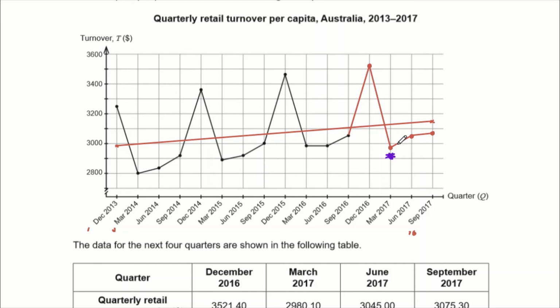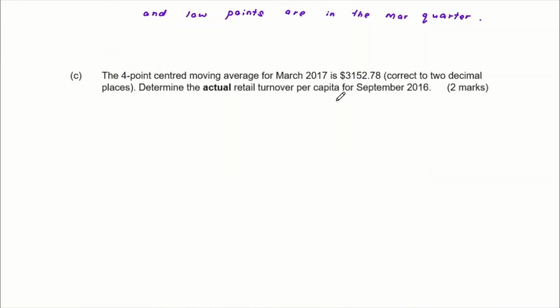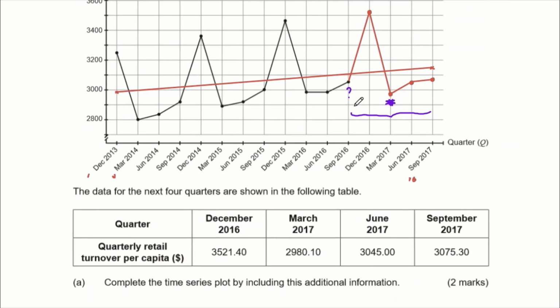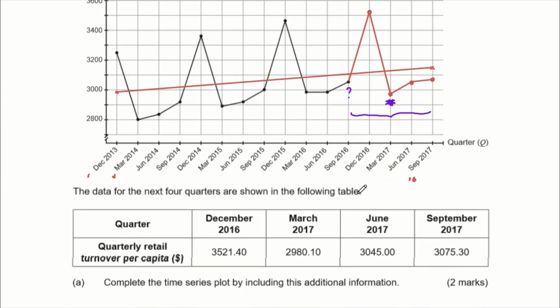All right, so we know that if you are doing a 4-point centered moving average, then you will be using 5-point. Am I right? So that's why this is the middle. So 5-point, then will be 2-point in front and 2-point at the back. So it means that it will be this 5-point that you will be using. So the question wants you to find what's the actual retail turnover per capita for September 2016, which is going to be what is this value. Then you try to read the question again, then this is something that is possible because you are already given these 4 values. So it means that you half this value plus these 3 values and plus half of this value and you divide by 4, you should be able to get the standard moving average that's given.